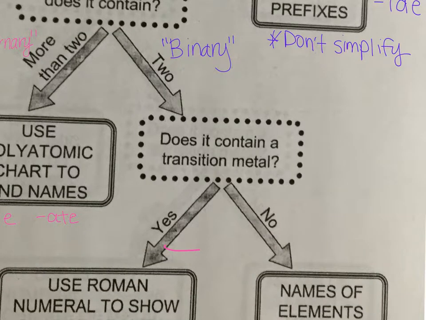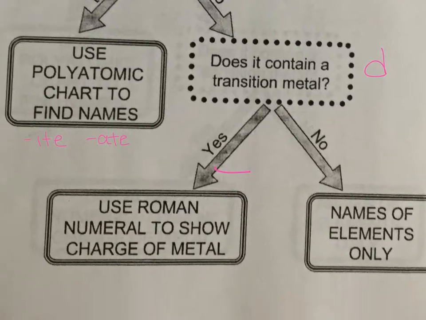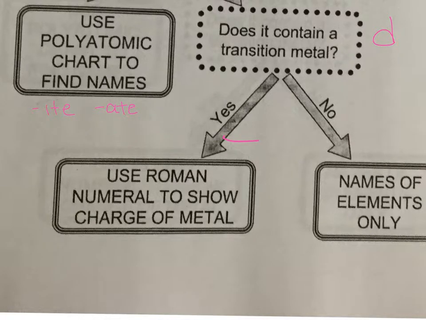Okay, so when it is just binary, what you guys have been working so hard on, okay, you have to ask yourself, does it contain a transition metal? Where are transition metals located? Which block? D. Okay, so you have to see, is it coming from there? If it is, we've seen that we need to use Roman numerals to indicate that charge. So go ahead and circle the word charge, because that's the biggest thing people forget. That Roman numeral represents charge, not how many there are. Not the subscripts. It's the charge. Okay? And these end with ide.